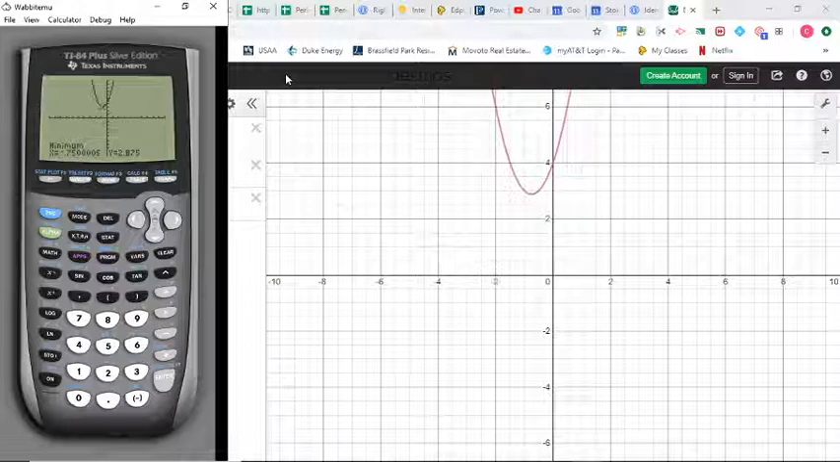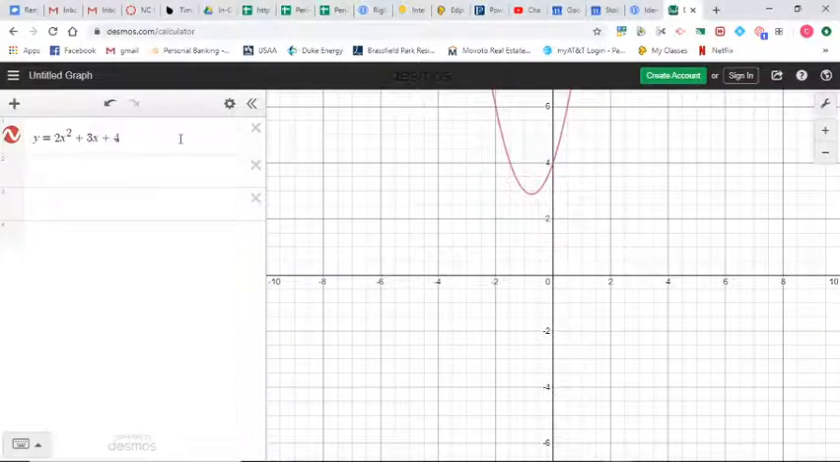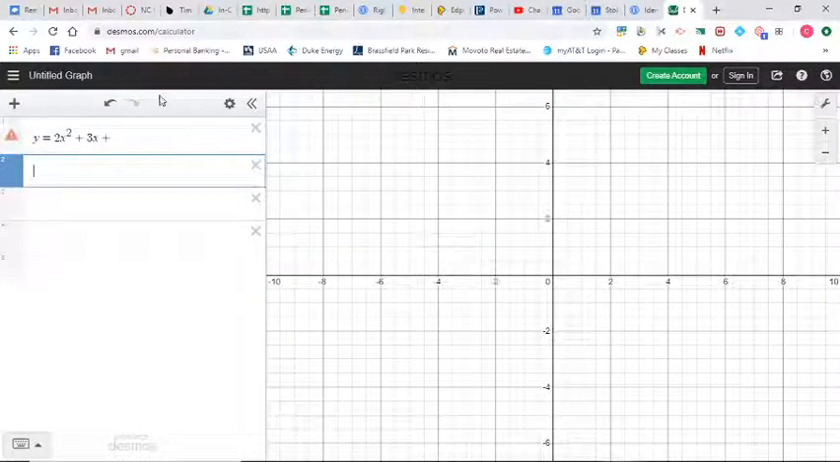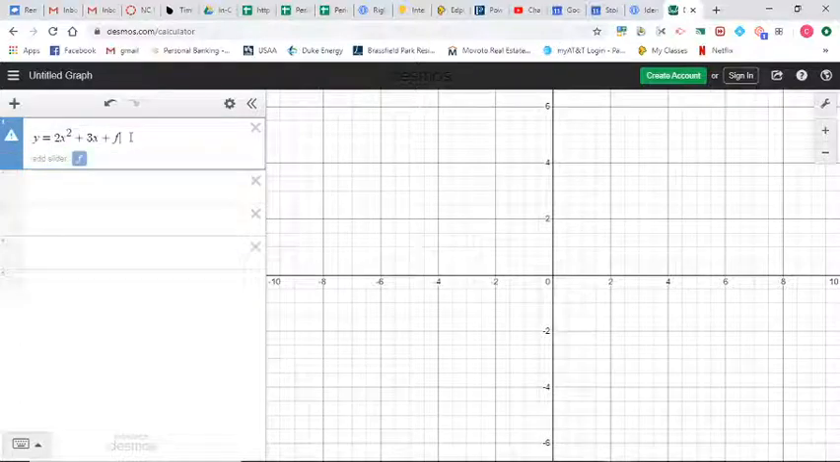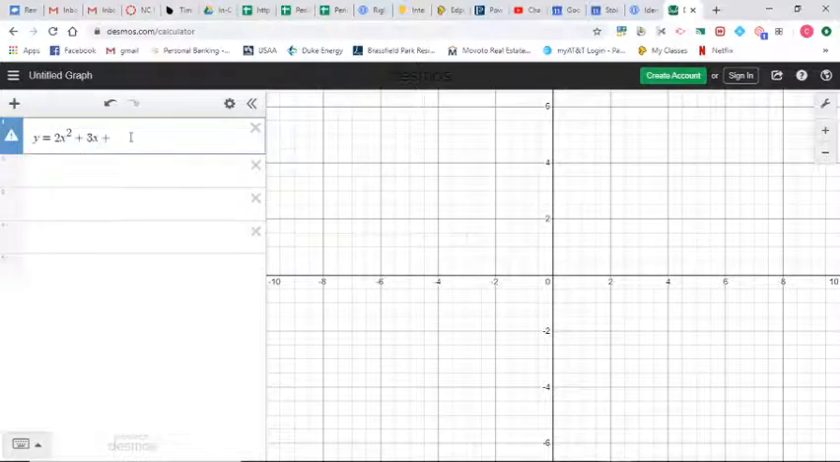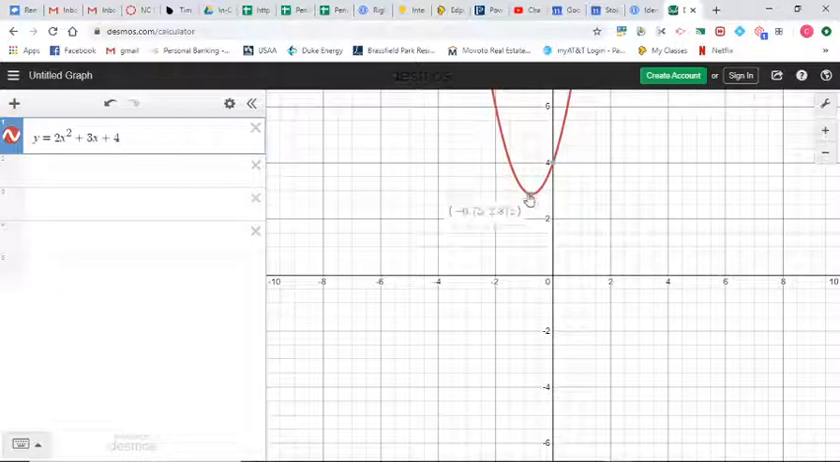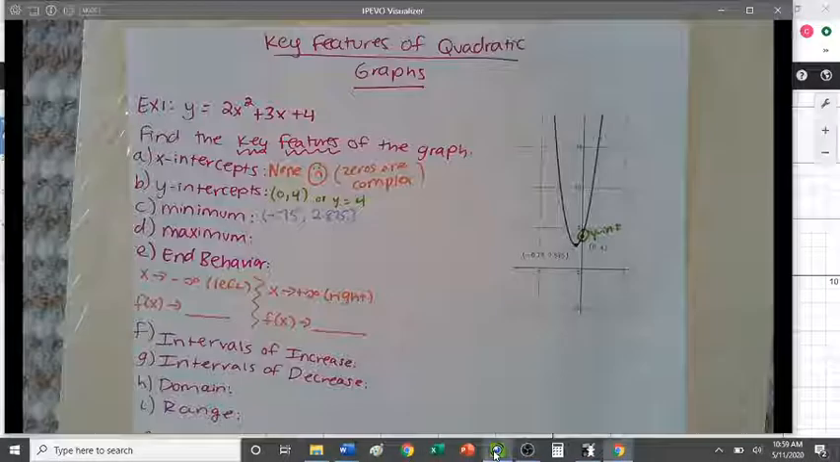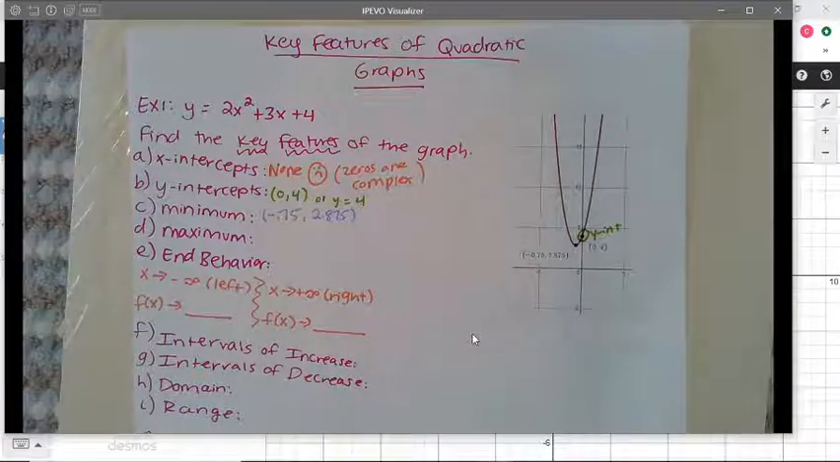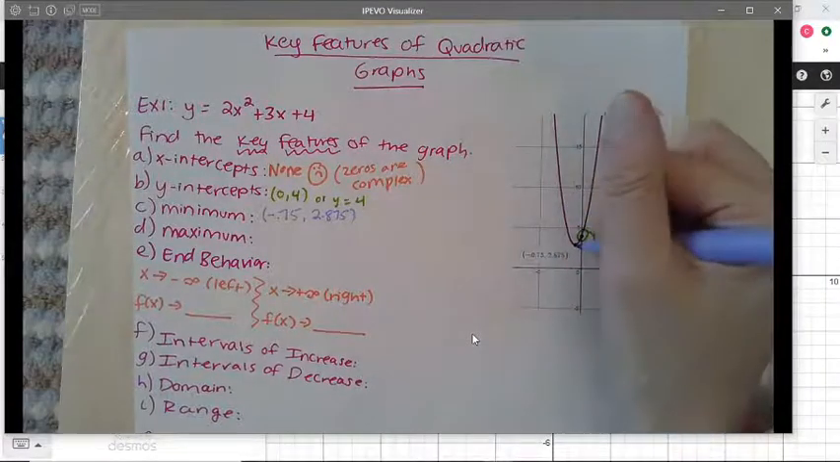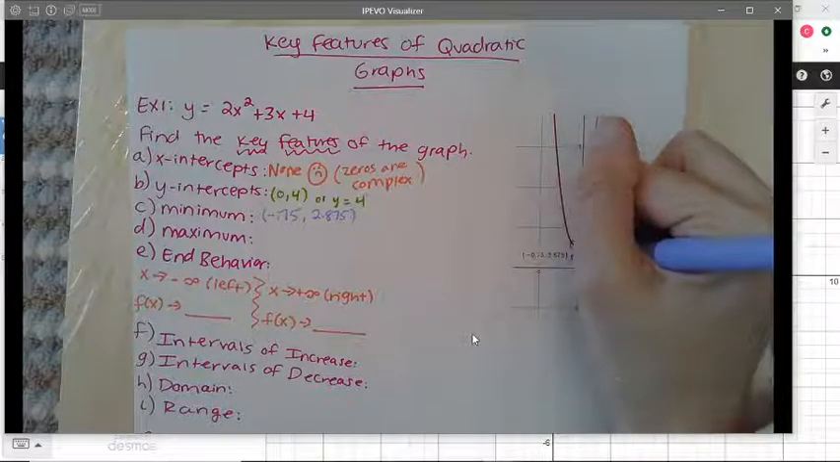Okay, so that's how you find that on your calculator. Again, on Desmos, when you type it in, it already has it. Oh, geez, that was long. It already has it highlighted for you. So you just click it, and there you go. So I found the minimum on Desmos. We're good to go. That's how you do it on both options. So this is our minimum right here. This point is the minimum.